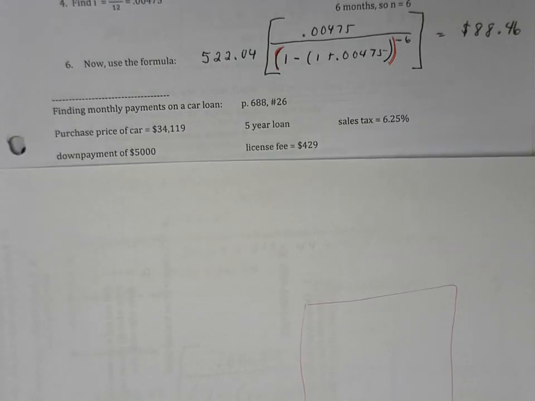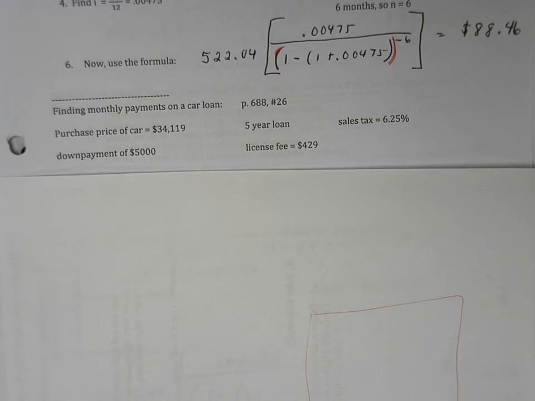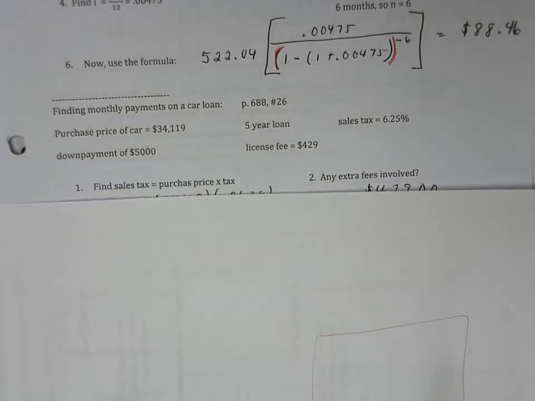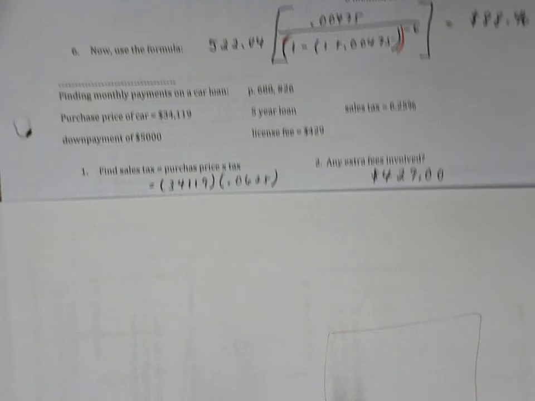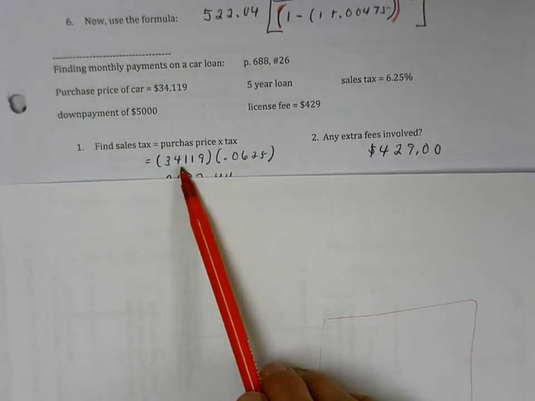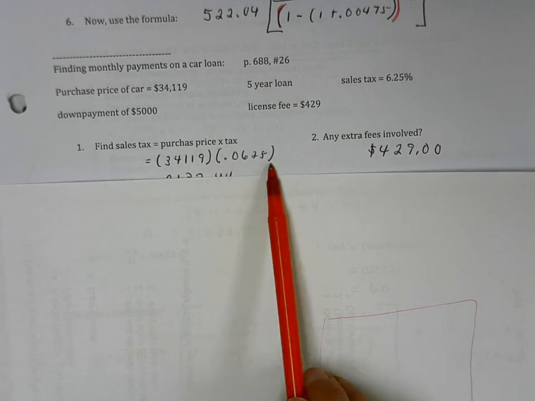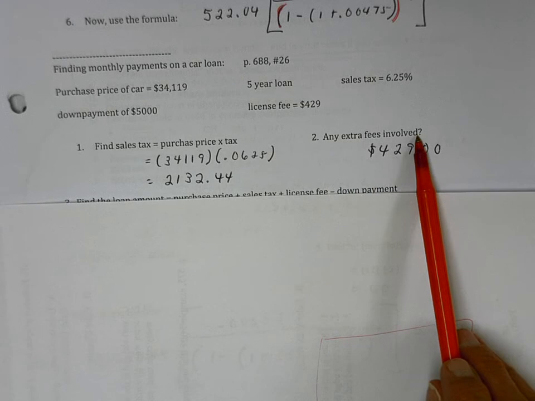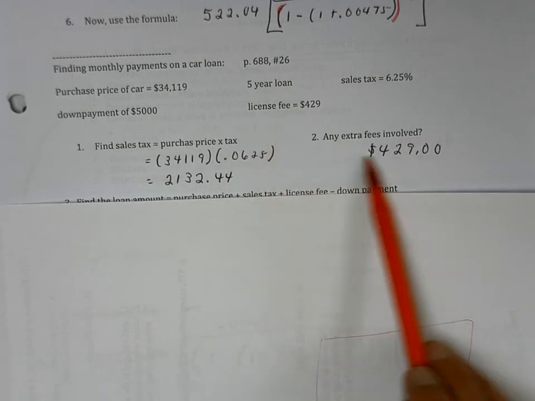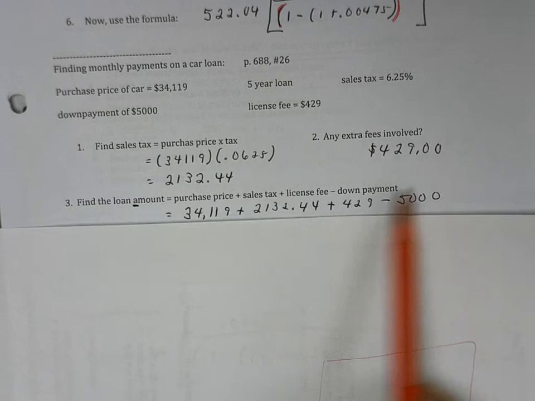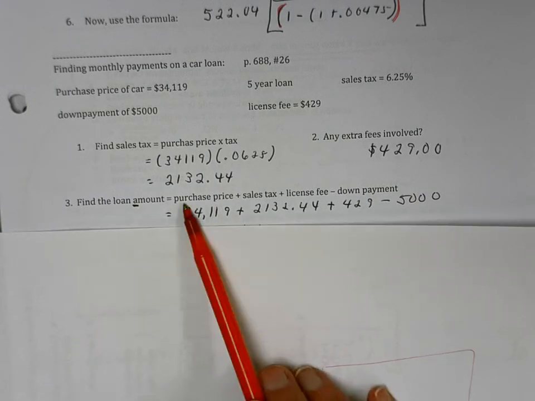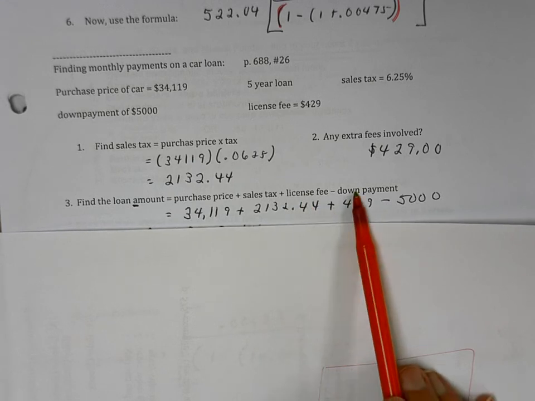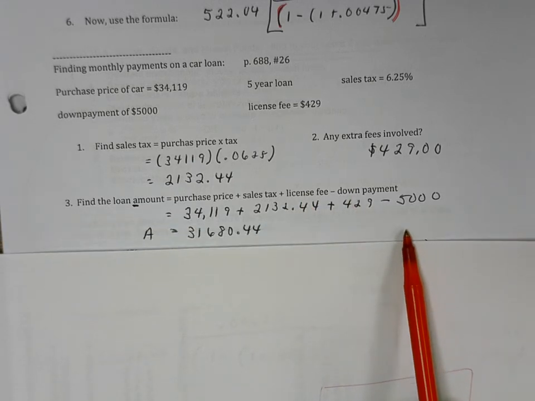Okay, so you've read the problem, and wow, there's a lot of information thrown at you. I have it all written down here, and I've got some steps for you. First thing you need to do, you need to find your sales tax. So you take your purchase price, multiply it by your tax rate, and here we go. We've got our tax. Were there any fees involved in this problem? Yeah, there was a license fee, $429. Now, to find your loan amount, this is what you do. You take your purchase price, add your sales tax, add your license fee, and subtract any down payment that you have. So there we go.